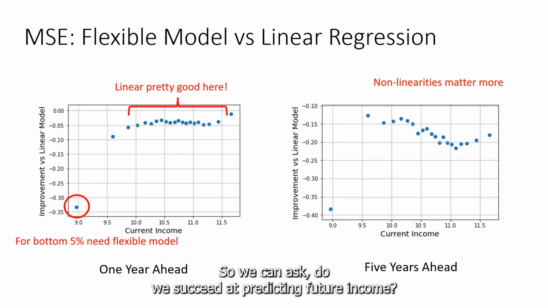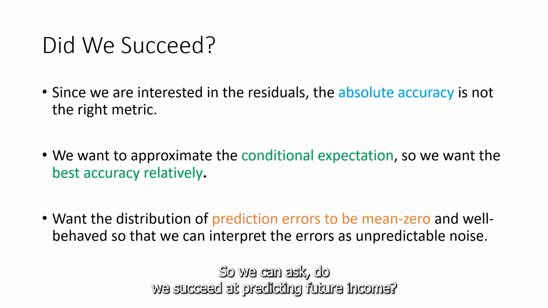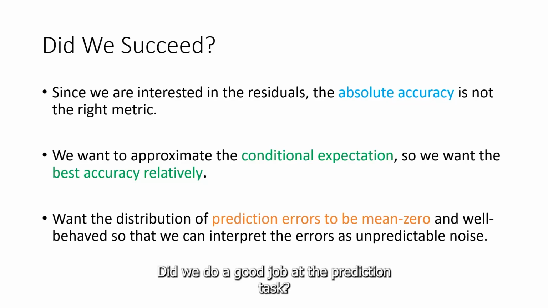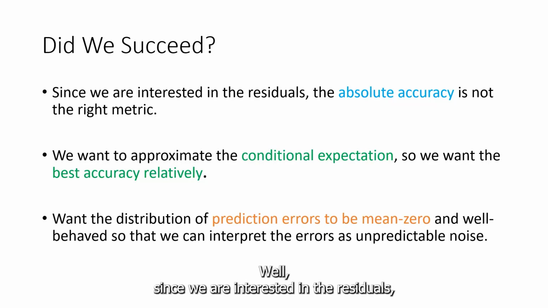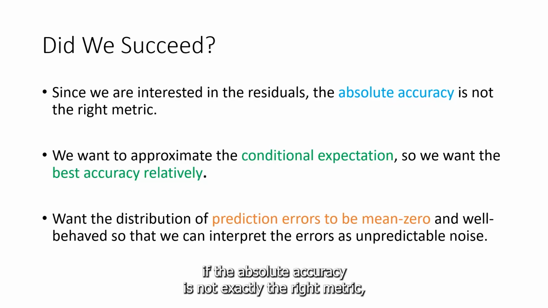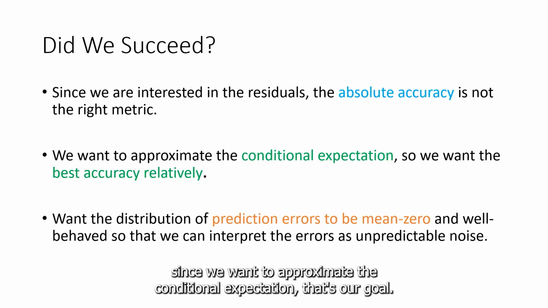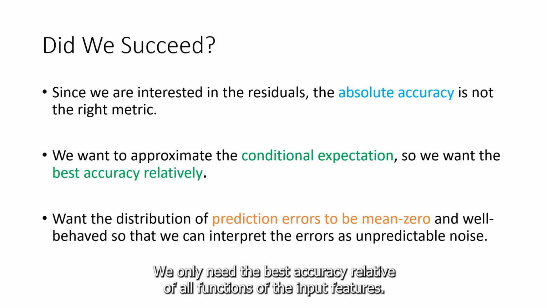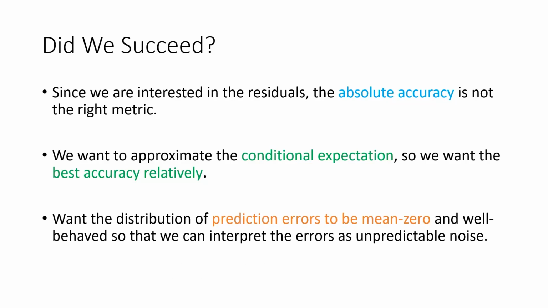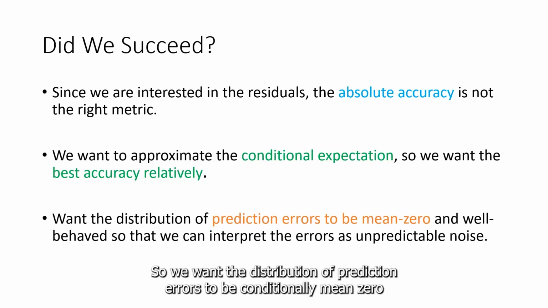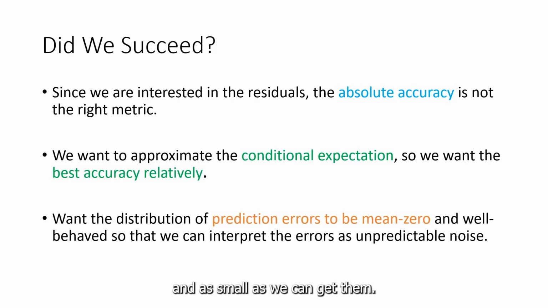So we can ask, did we succeed at predicting future income? Did we do a good job at the prediction task? Well, since we're interested in the residuals, the absolute accuracy is not exactly the right metric. Since we want to approximate the conditional expectation, that's our goal, we only need the best accuracy relative to all functions of the input features. And so we want the distribution of prediction errors to be conditionally mean zero and as small as we can get them.